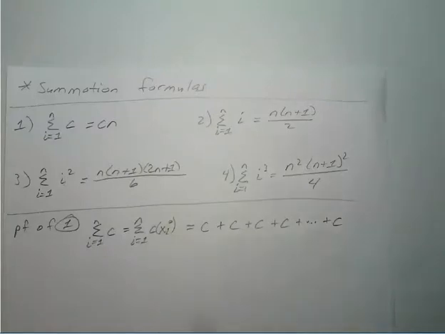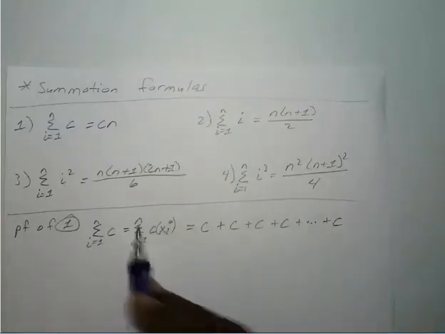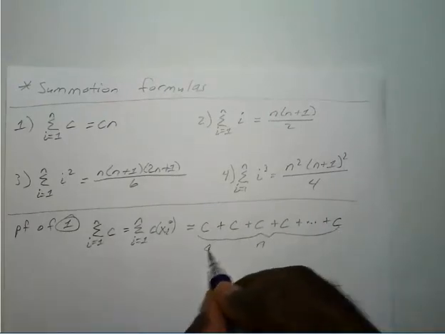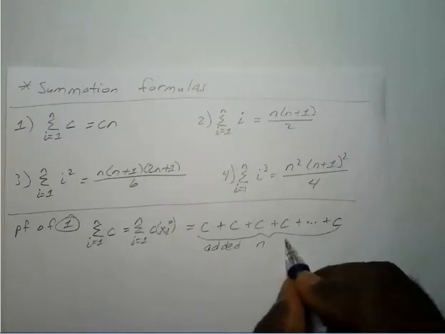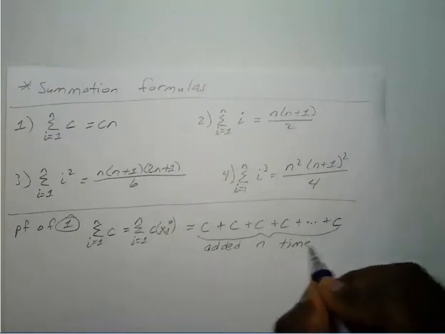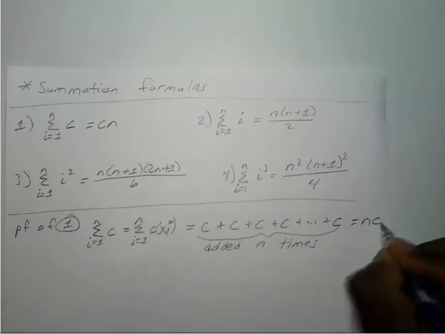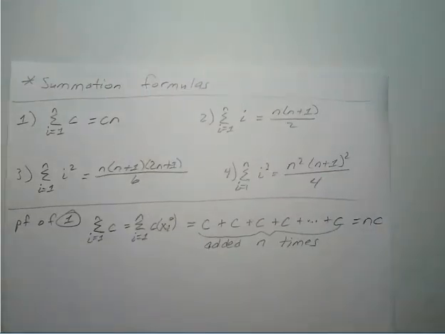Okay. Now, if you plug in each one of these, you have those c's added n times, which is just n times c, or c times n, whichever way you want to write it.